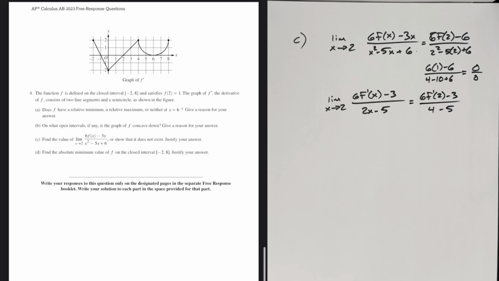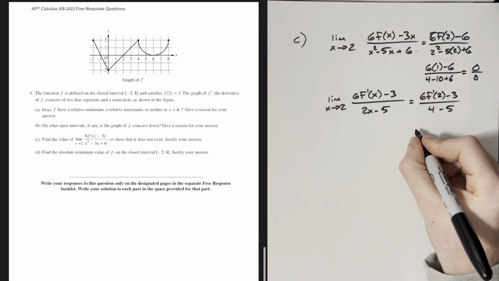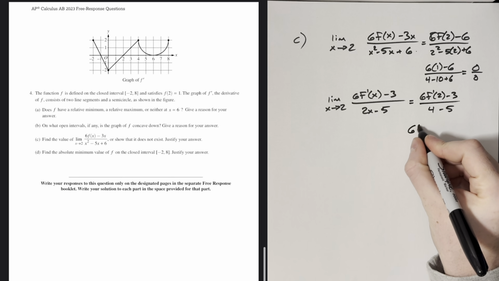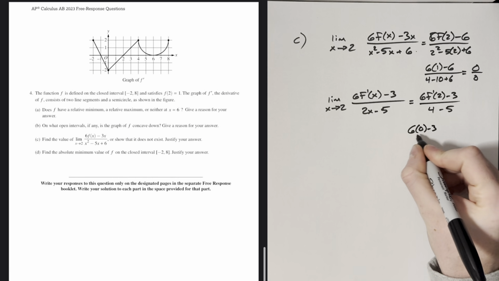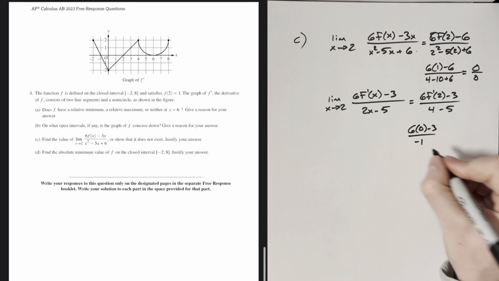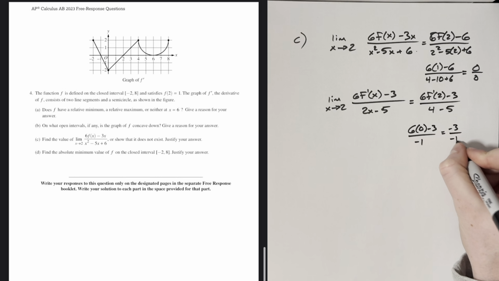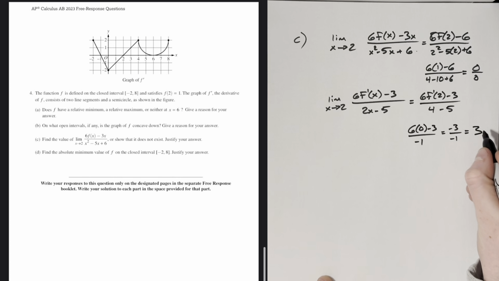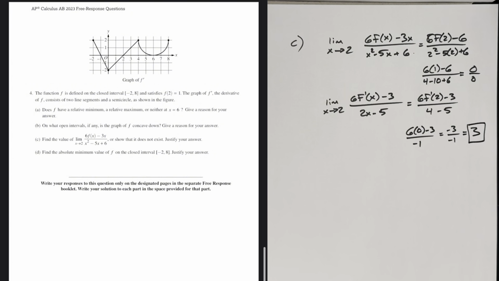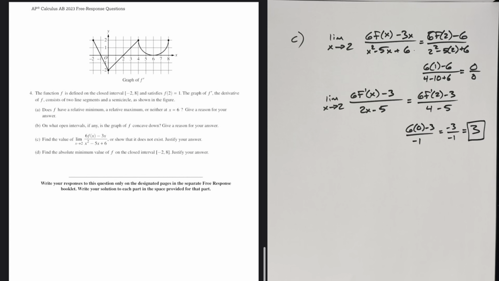Now we've got this f prime of 2. How do we solve for it? Well, the great thing is they gave us the graph of f prime. So looking at 2, our value of f prime is equal to 0, right? So I just get 6 times 0 minus 3 divided by negative 1. So that equals negative 3 divided by negative 1, which is equal to 3, which is our final answer.